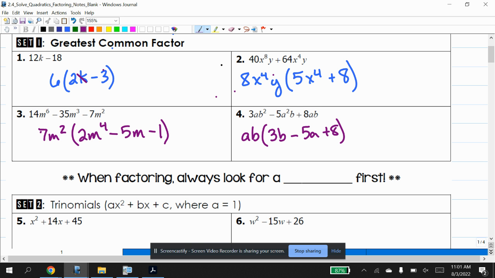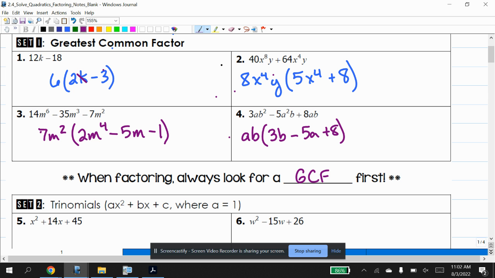Okay. All right. The next set here is trinomials, where a is equal to 1. So we're going to be factoring these where a is equal to 1. A is the number in front of x squared, if you're dealing with a trinomial. When you're factoring, you always look for what first? Hint, hint. We just did that. You're always going to look for that first, because if you can pull a GCF out of that, it makes everything smaller. And smaller numbers are easier to deal with than larger ones. And you have fewer options as far as your X goes.